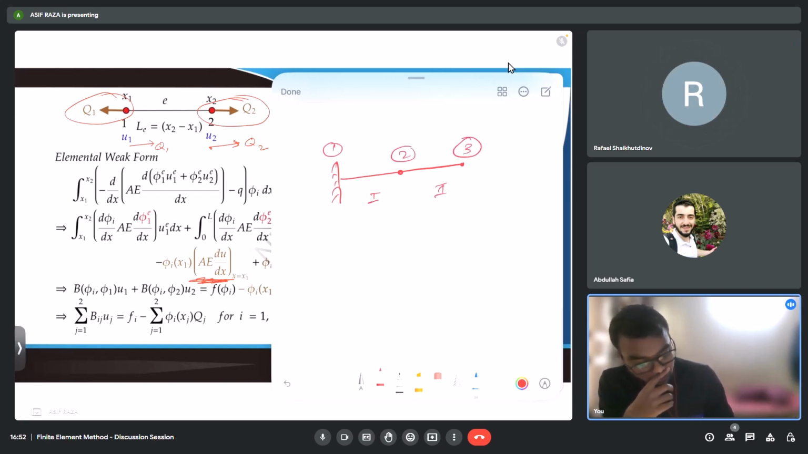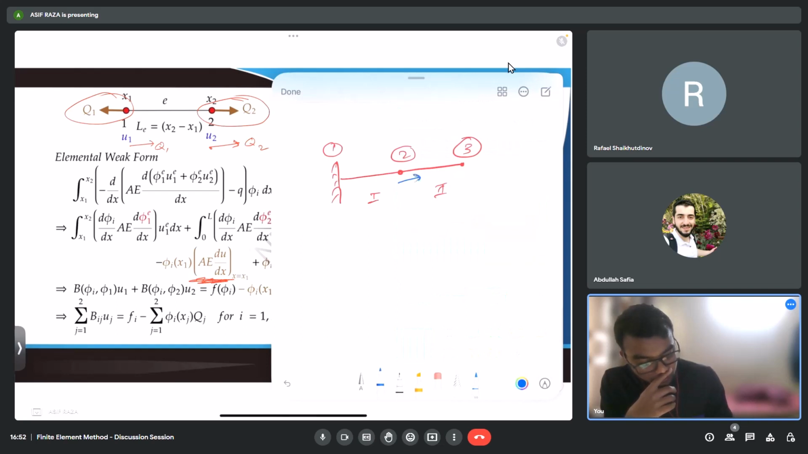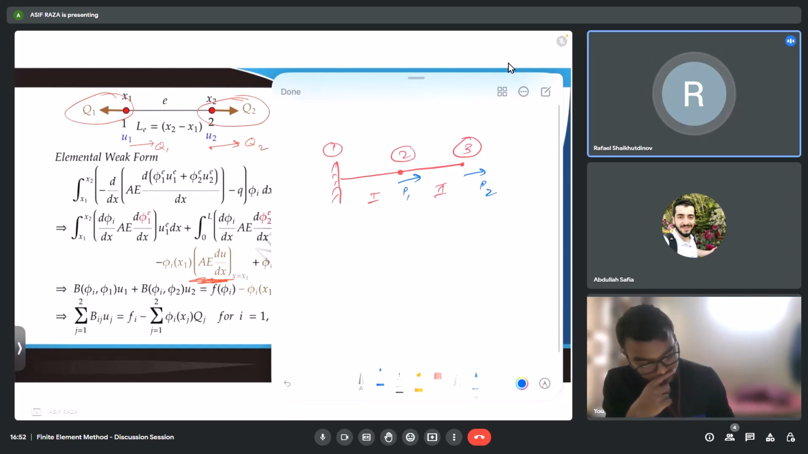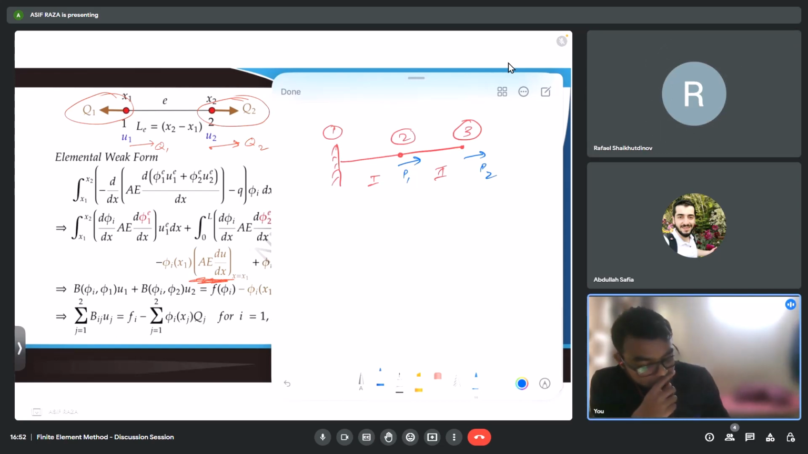We have an externally applied force, suppose here and here, both P1, P2. This is the external applied force. I agree with the definition. Now, could we please consider in this problem the elemental force? Yes, I'm trying to. I was going into that.